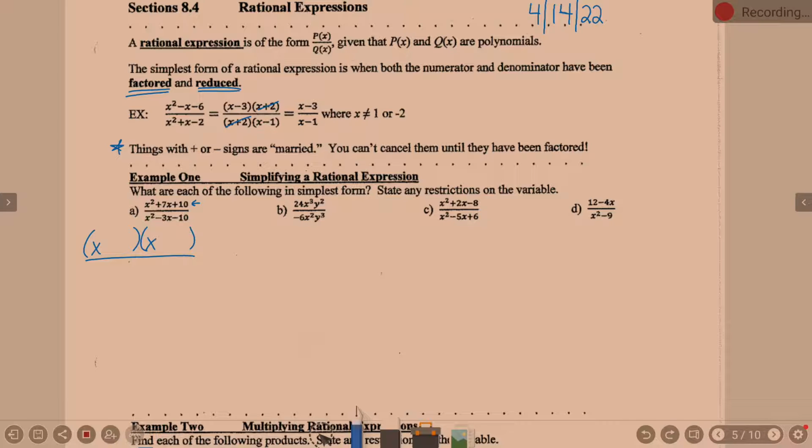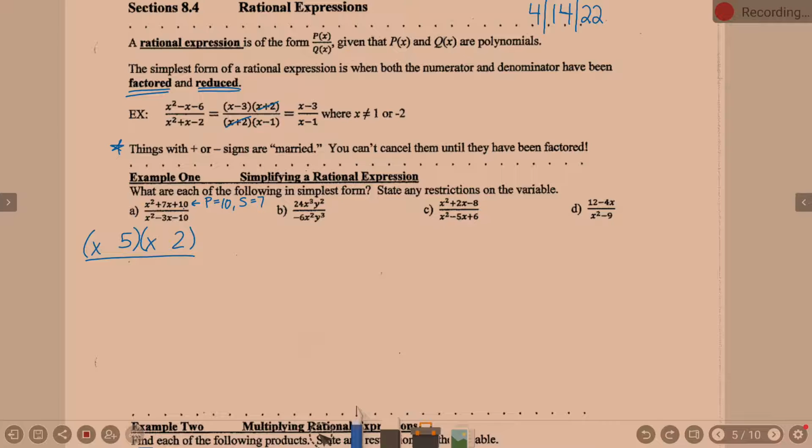They're going to have to multiply or give me a product of 10. And then those same numbers are going to have to add or give me a sum of 7. Well, options that multiply to be 10: 1 and 10, 5 and 2. Which one adds to be 7? 5 and 2, right? So I'm going to say 5 and 2.